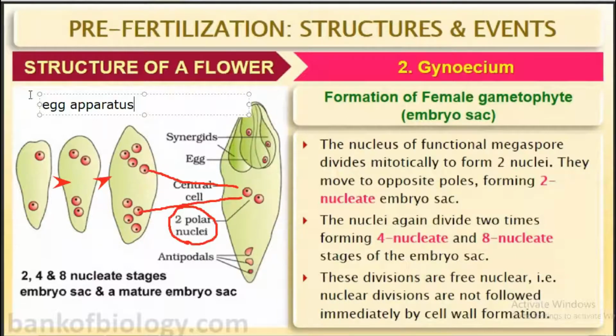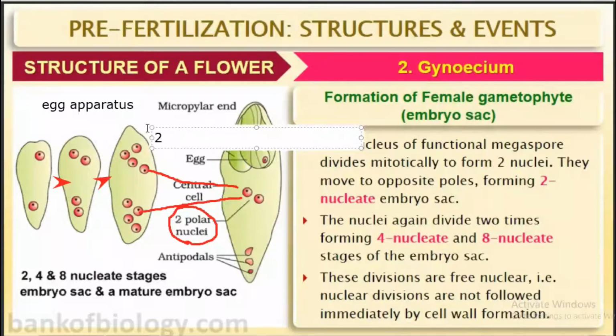Okay. Then the egg apparatus consists of synergids, 2 synergids and 1 egg. How many synergids are there? There are 2 synergids and 1 egg is present. Then, do you remember the ploidy of each cell?